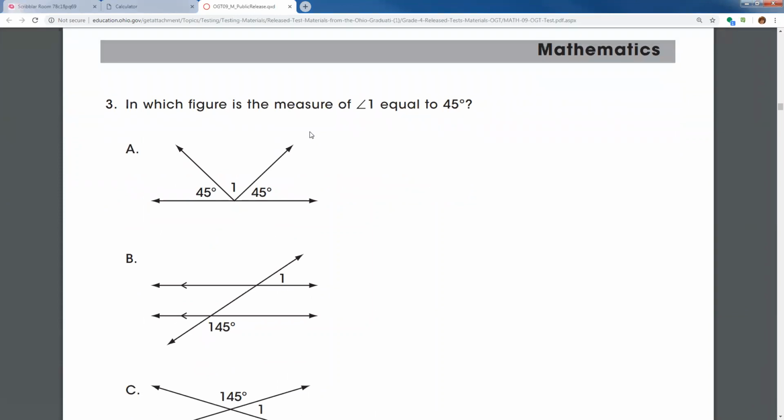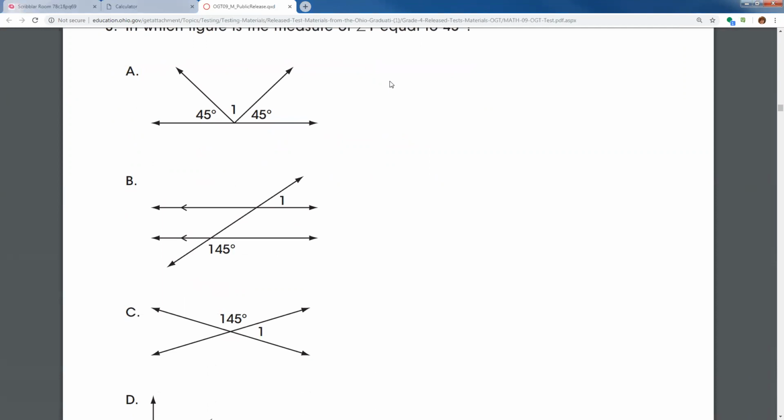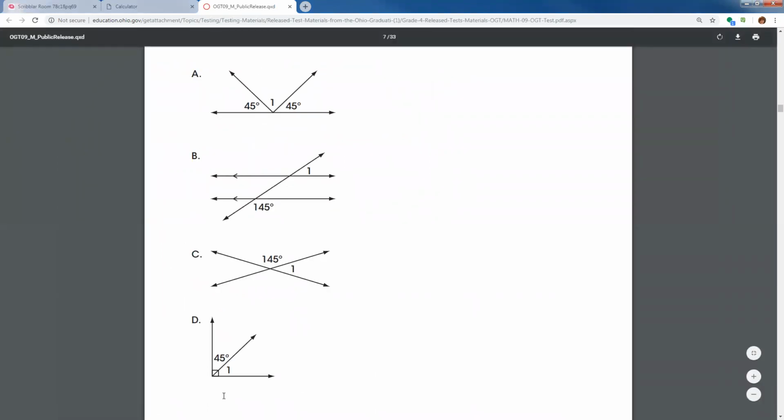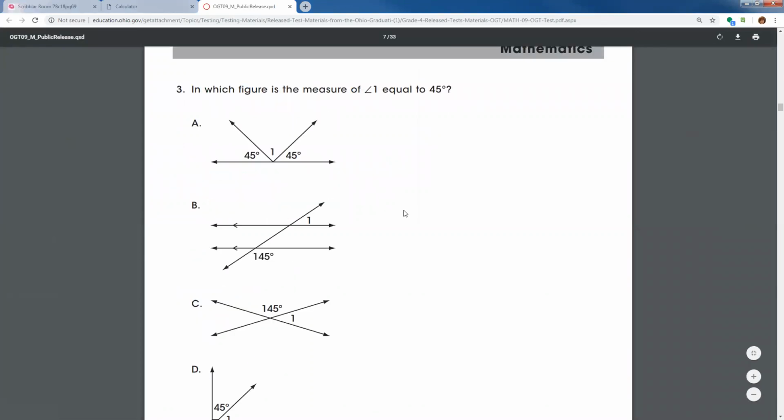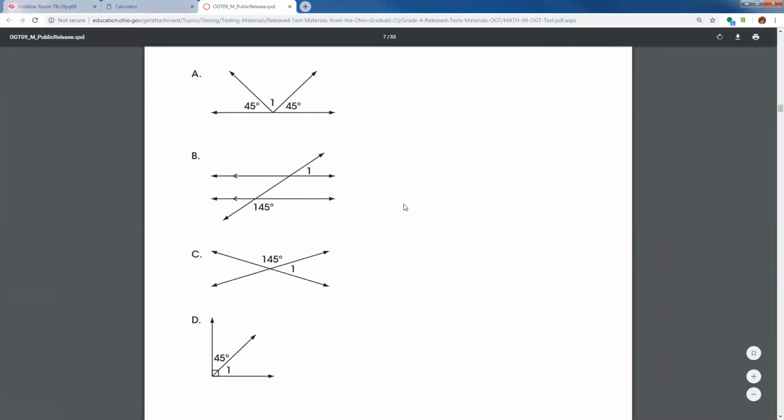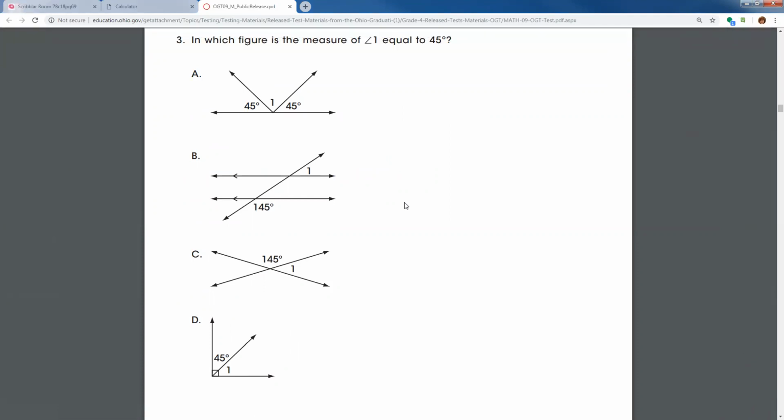Okay, this one's more of a geometry question. In which figure is the measure of angle 1 equal to 45 degrees? I'm going to have to zoom out just a little bit so we can see the whole thing. So we want it to equal 45. Okay, so if you have a copy, then you can see D is correct.